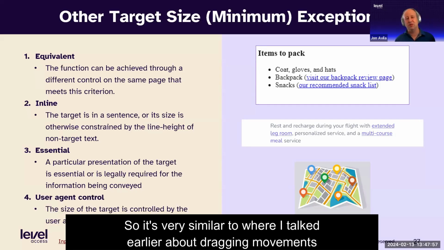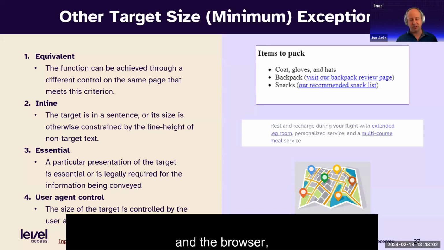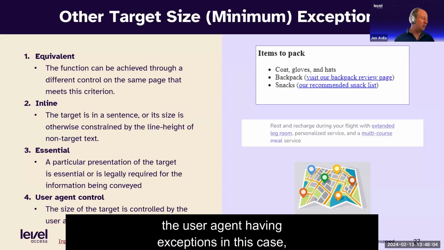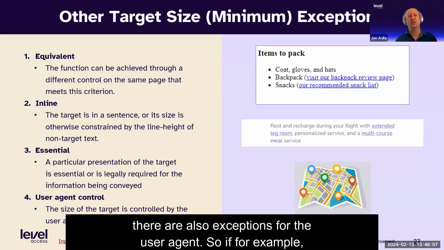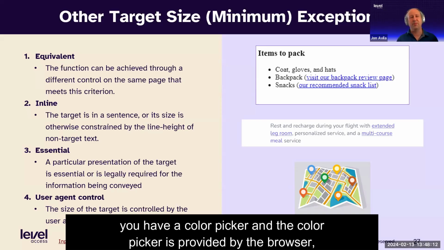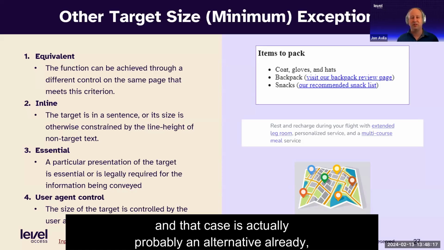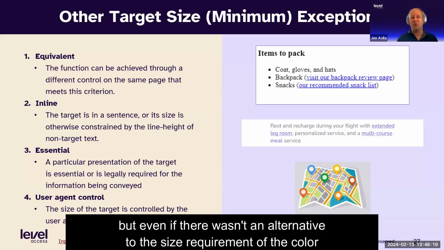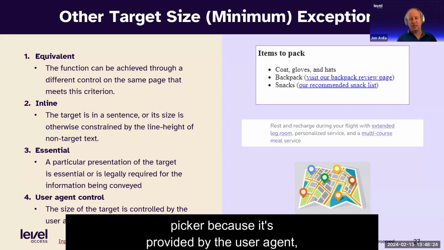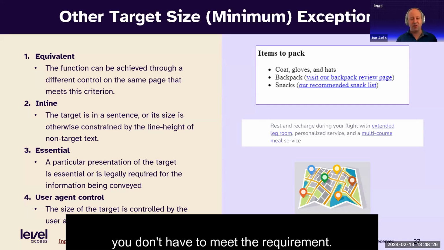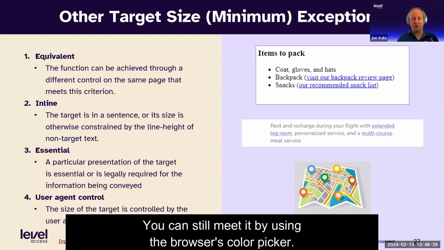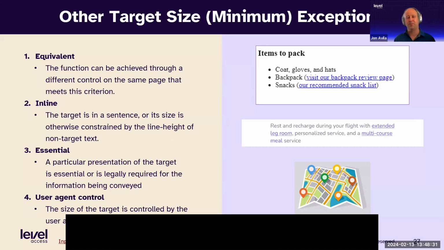And then lastly, there's a user agent exception. It's very similar to where I talked earlier about dragging movements and the browser, the user agent, having exceptions. In this case, there are also exceptions for the user agent. So if, for example, you have a color picker and the color picker is provided by the browser, in that case it's actually probably an alternative already. But even if there wasn't an alternative to the size requirement of the color picker, because it's provided by the user agent, you don't have to meet the requirement. You can still meet it by using the browser's color picker.